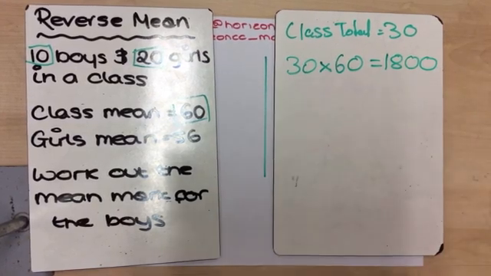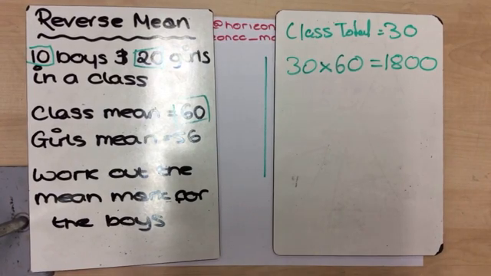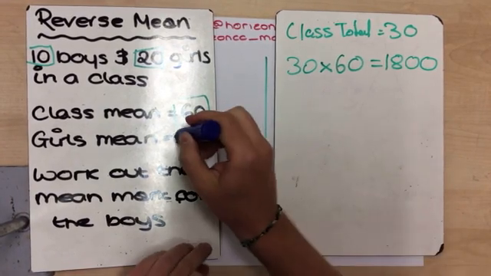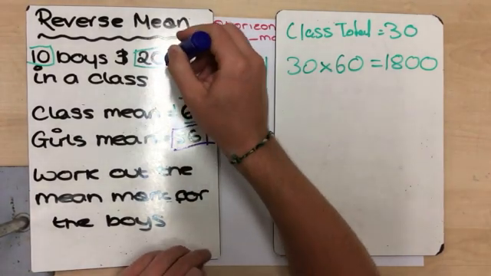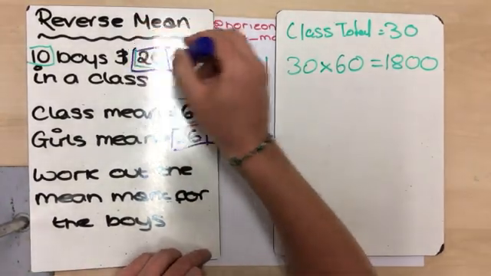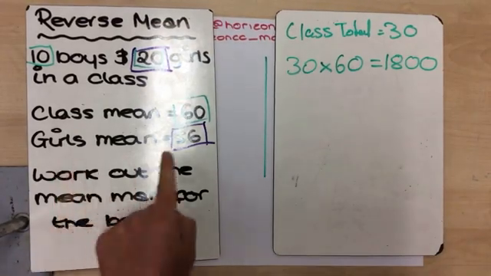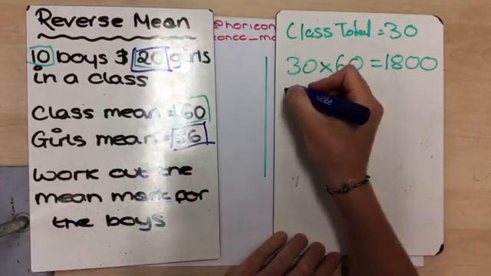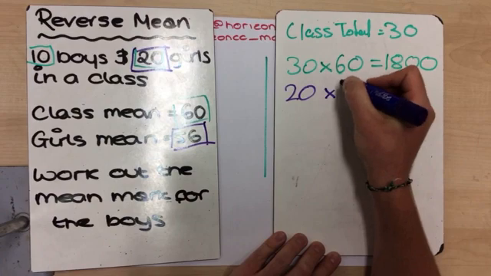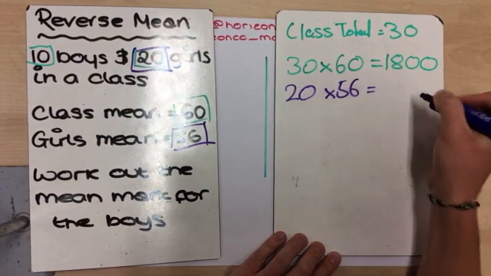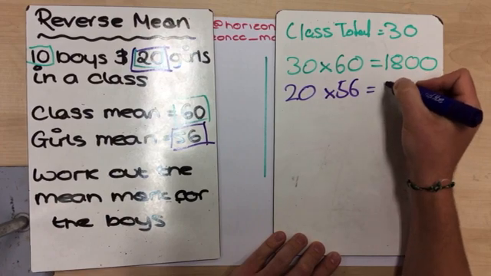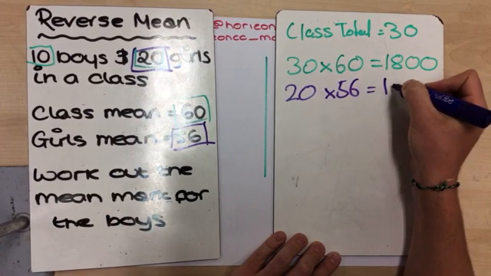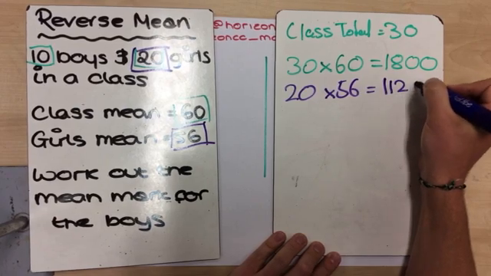Next up, I will switch colour pens to make it a little bit easier. So we've got 20 girls, their mean is 56, so I'll take the 20 and multiply it by 56, giving me 1,120.